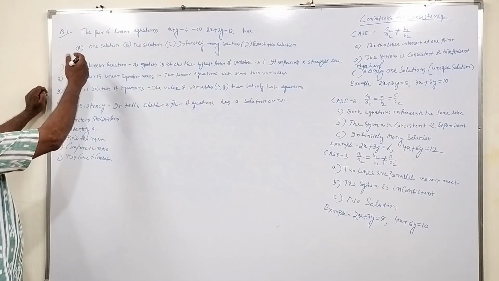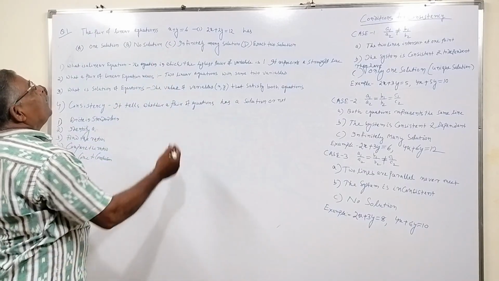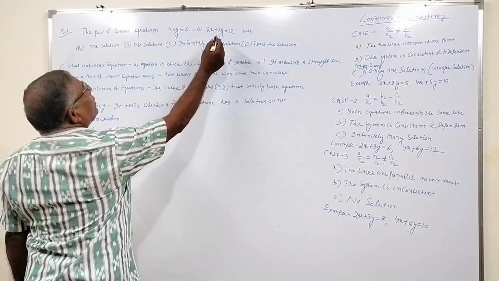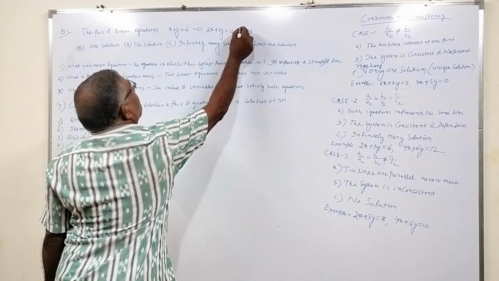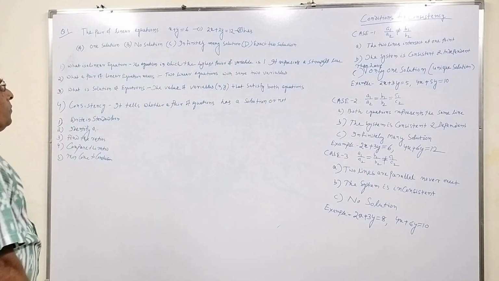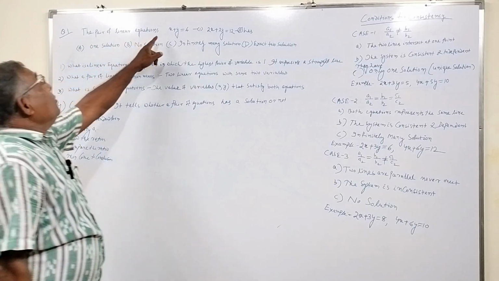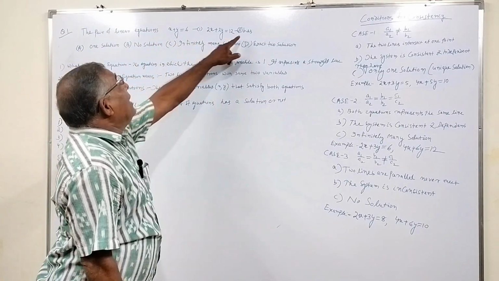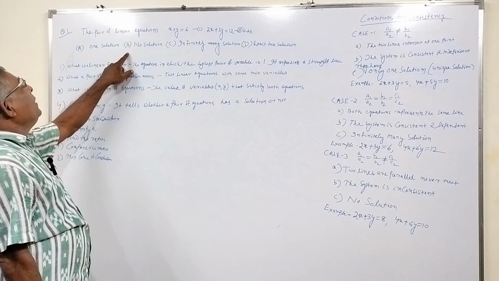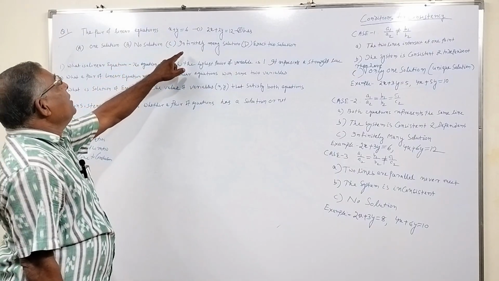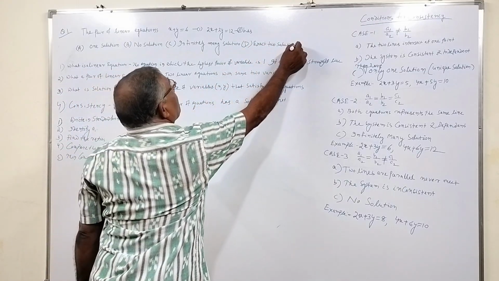First question is: the pair of linear equations x plus y equals 6, equation 1, and 2x plus 2y equals 12, equation 2. Here the question is, these two linear equations have: option A, one solution; option B, no solution; option C, infinitely many solutions; option D, exactly two solutions.